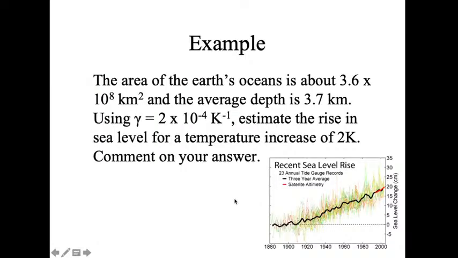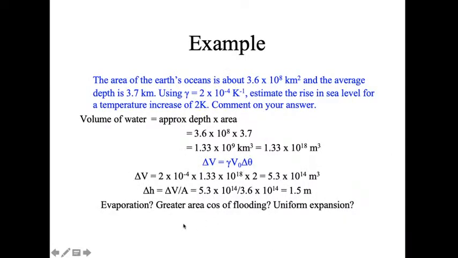So, comment on your answer. Stuff's going to be flooding, right? If sea levels are rising by 1.5 meters. This is over 5 feet. That's quite a bit.